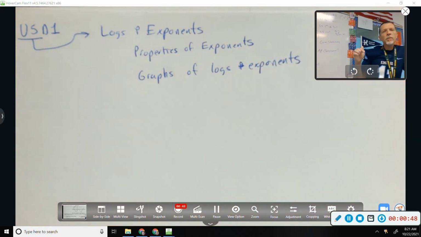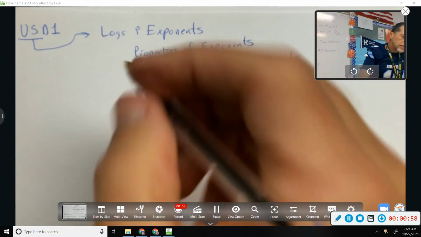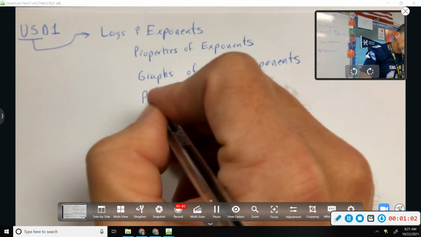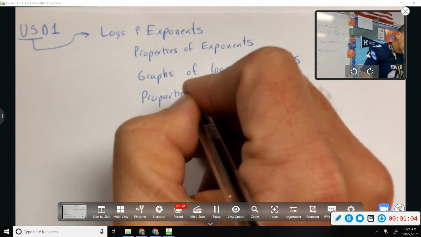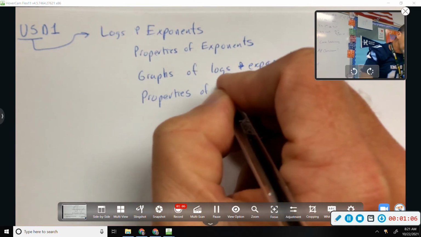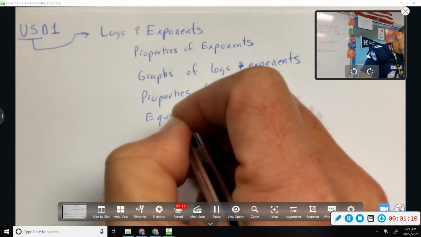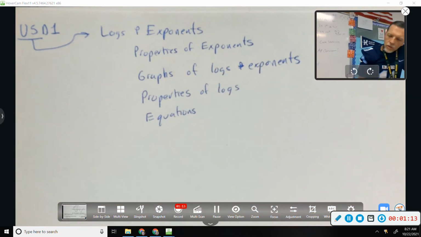Because you might remember that logs and exponents kind of go together. They're inverses of one another. You do the fish hook thing to go from one to the other, if that sounds familiar. So we do the graphs together because they're so similar. And then late next week we do properties of logs, and then toward the end we'll do equations.